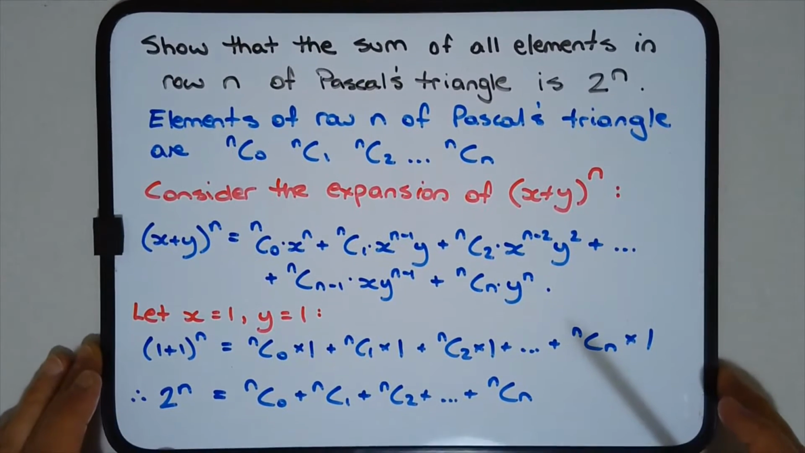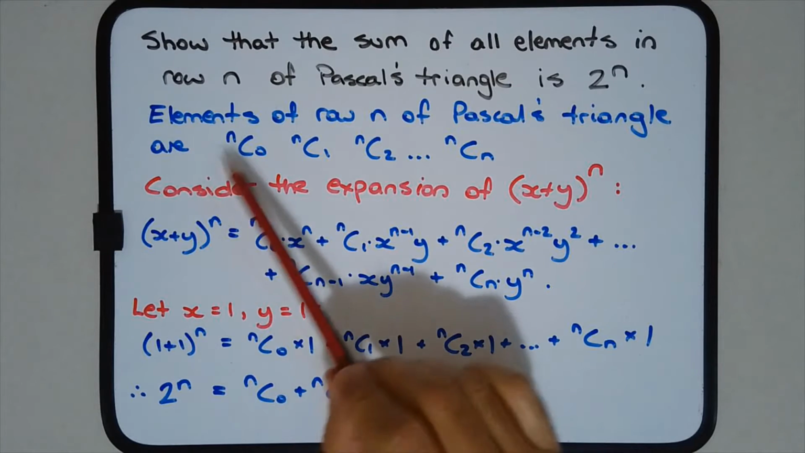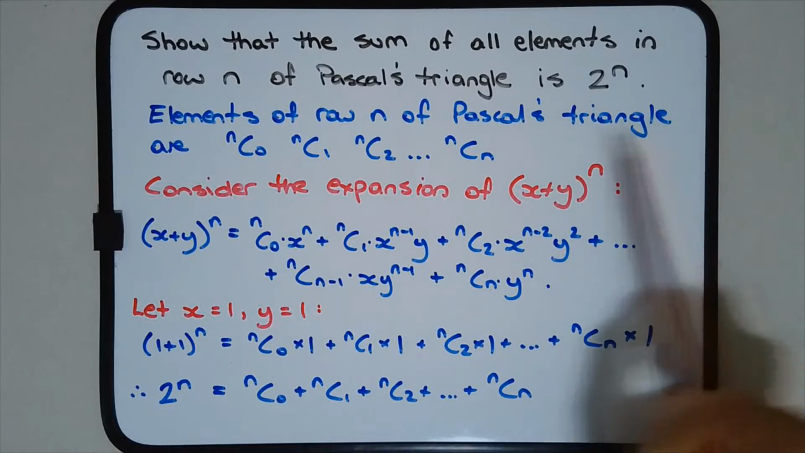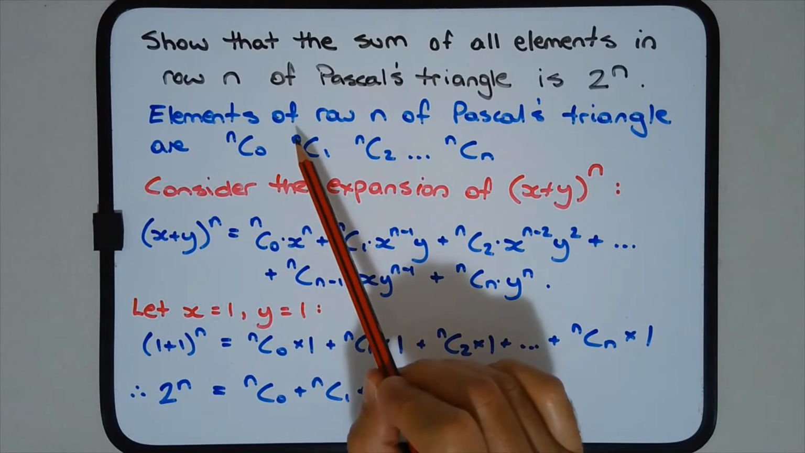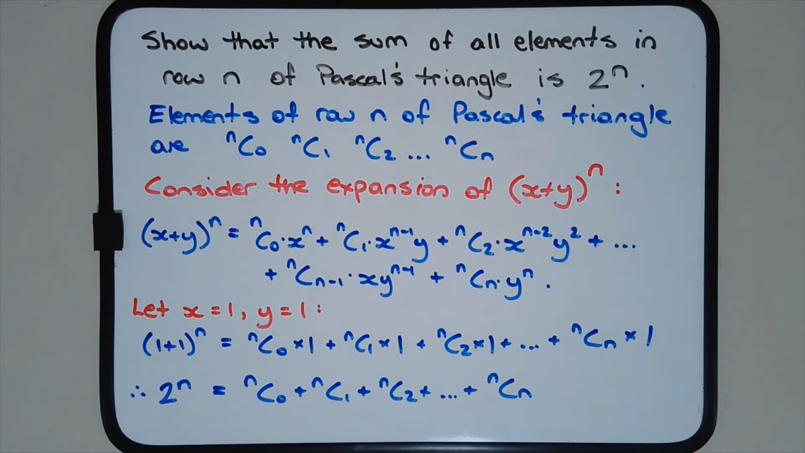Now the question is, show that the sum of all elements in row n of Pascal's triangle is 2 to the power of n. Now the elements of row n of Pascal's triangle are nC0, nC1, nC2, and so on, all the way to the end, nCn.